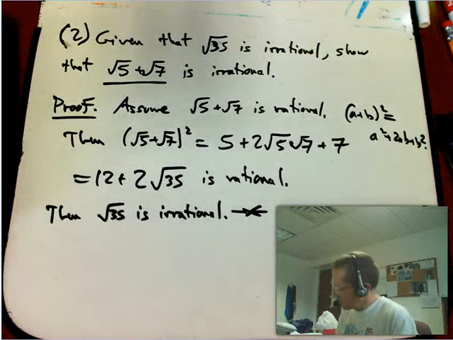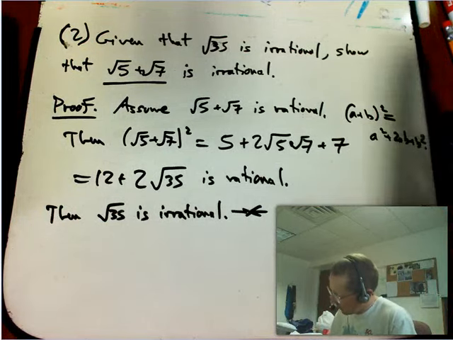Okay, so that's a nice, quick, and easy one. The idea there is we can leverage certain facts about irrational numbers to prove more and more and more. And we're going to see a little more sophisticated example of that in the next video.